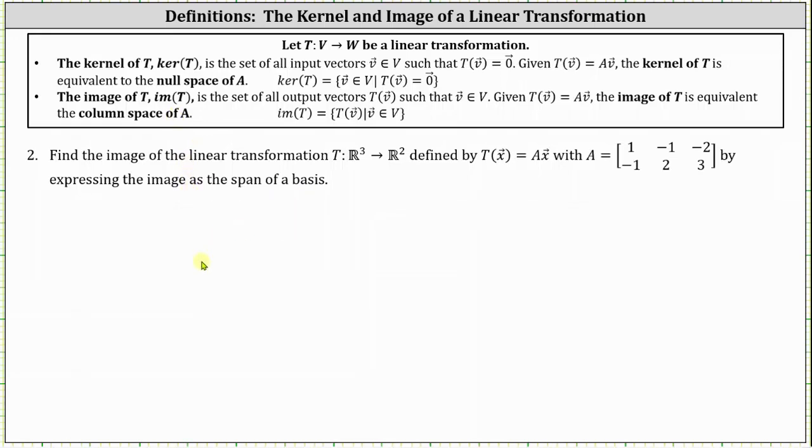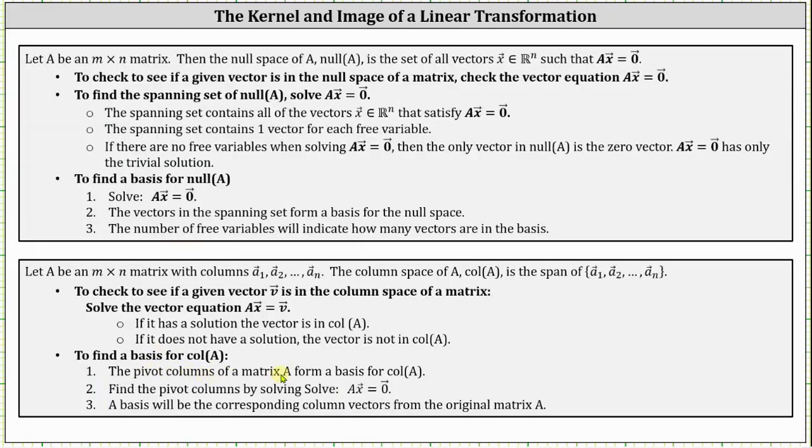So for a quick review, the pivot columns of matrix A form a basis for the column space as well as the image of T. We find the pivot columns by solving the same matrix equation, matrix A times vector x equals a zero vector, and a basis will be the corresponding column vectors from the original matrix A. And once we have a basis, we can express the column space of matrix A as well as the image of T as the span of the basis.